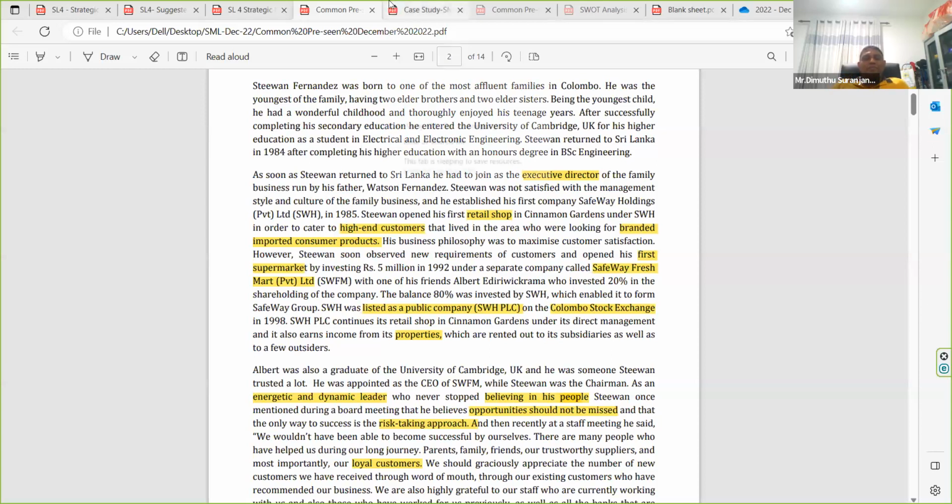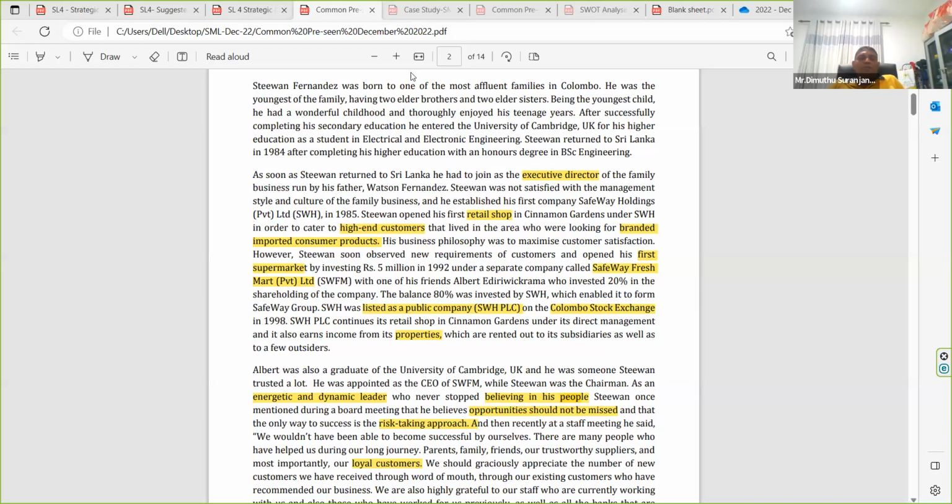Now see. If you look at this particular business, in the second para, the owner's name is Stephen Fernandes. When you look at the history, what happened? He established his first company, Safeway Holding Private Limited, SWH, in 1985. Stephen opened his first retail shop in Cinnamon Garden under SWH. So that was a retail shop. It catered to high-end customers living in the area who were looking for branded imported consumer products. His business philosophy was to maximize customer satisfaction.